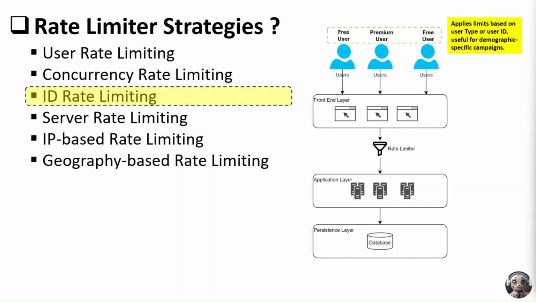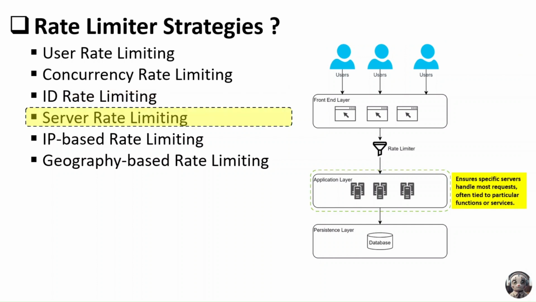Then, there's ID rate limiting. Here, we set limits based on the user type or user ID, which is handy for targeting specific groups. For example, if traffic is high, premium users might get priority access, while free-tier users might experience a bit of a delay. It's a way of saying, we value all users, but some get a little extra service.